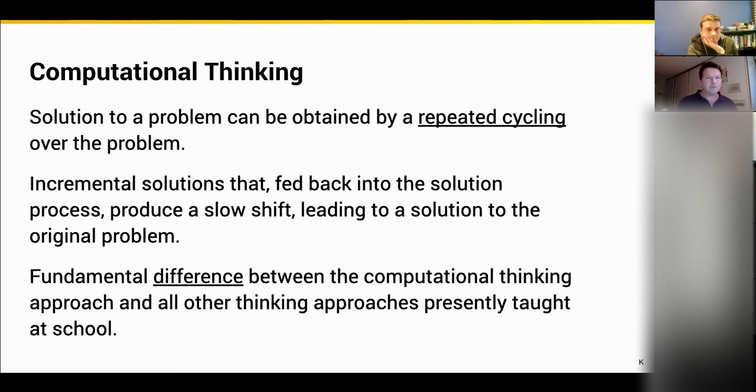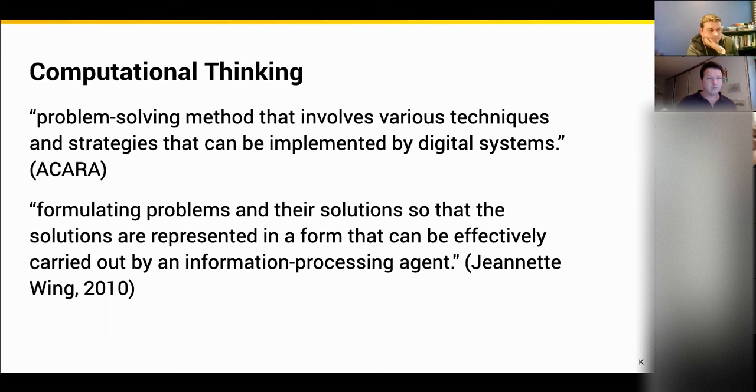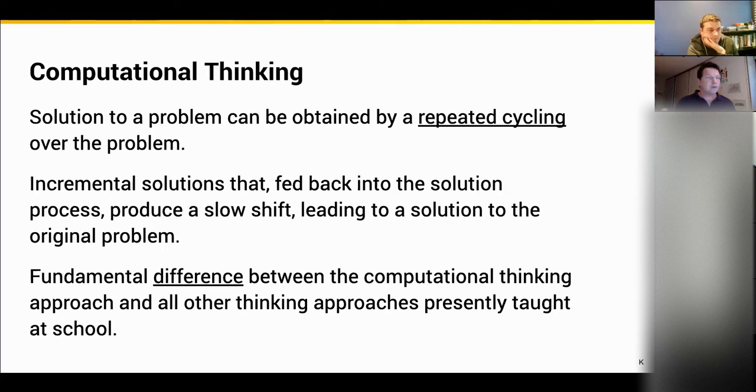What we felt was missing from that definition, they're not wrong, we don't mean to criticize anyone, was that in computational thinking, we have a process where we do a repeated cycling over a problem. So we have an incremental solution and we feed it back into the solution process, and that produces a slow shift over time. And that is then the solution to the individual problem. So we're chipping away a little bit.